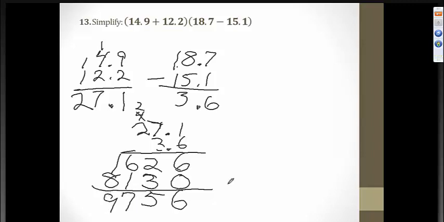Now I have to put the decimal someplace. Where do I put the decimal? Well, I have one decimal place over here. I have one decimal place over here. 1 and 1 is 2. That means I need 2 decimal places in my answer. So I'm going to put the decimal point between the 7 and the 5. So my answer is 97 and 56 hundredths.